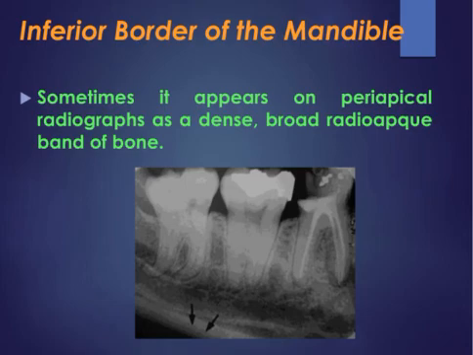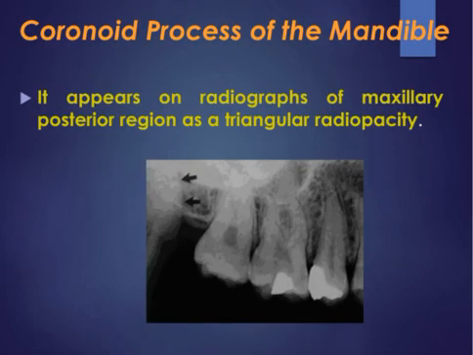Then comes your inferior border of the mandible. The inferior border of the mandible is made of cortical bone, so it is obvious that it's going to be thick and radiopaque always. Any pathology which is expanding can cause a destruction of the inferior border of the mandible. So it is an important landmark when it comes to pathologies.